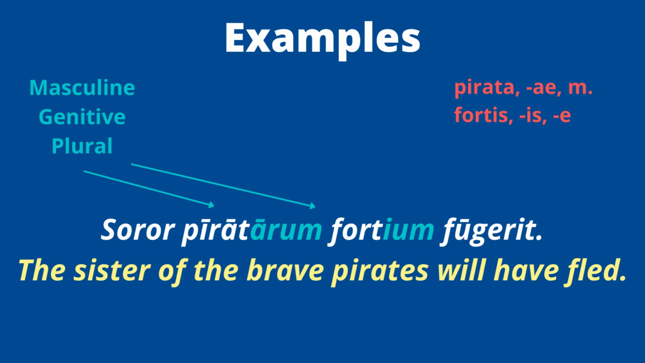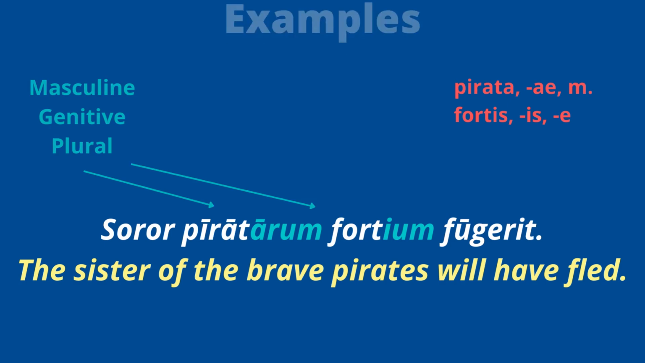The reason they don't quite look the same in terms of spelling is because you have a first declension noun, piratarum, going with a third declension adjective, fortis, fortis, forte, right? That's why the spelling is different, but the case, number, and gender is the exact same thing.